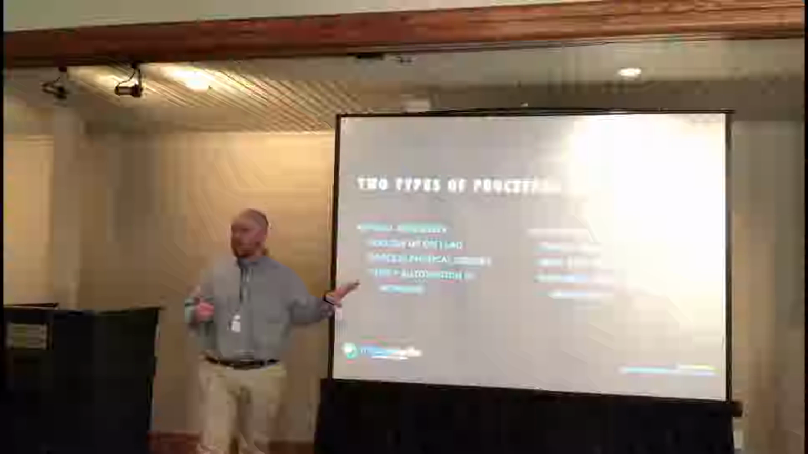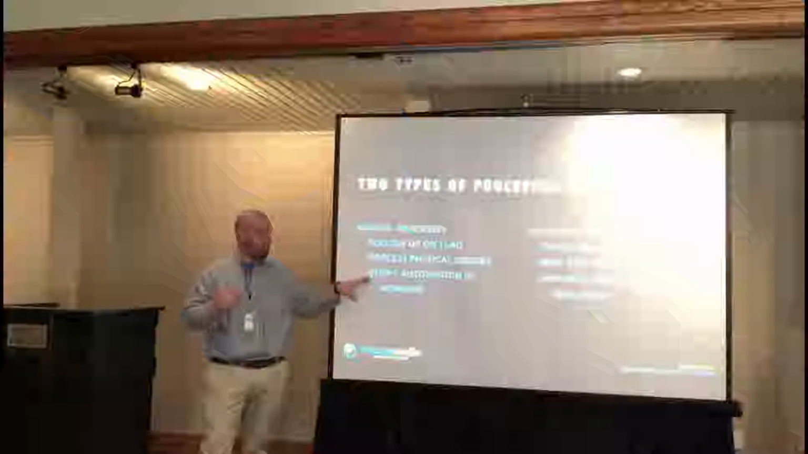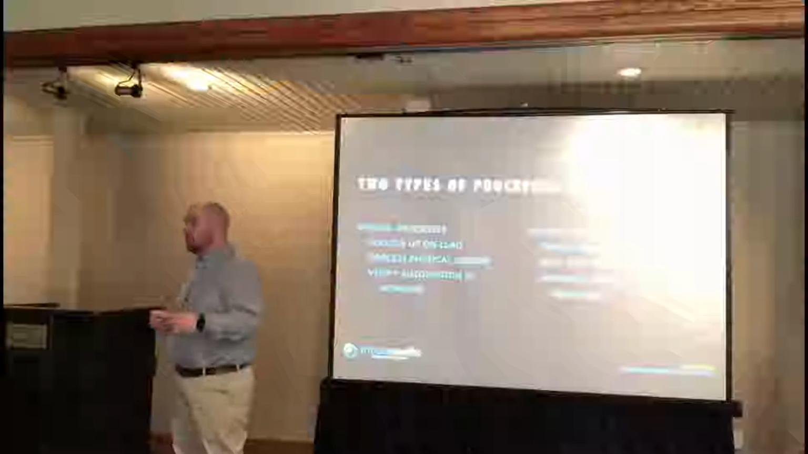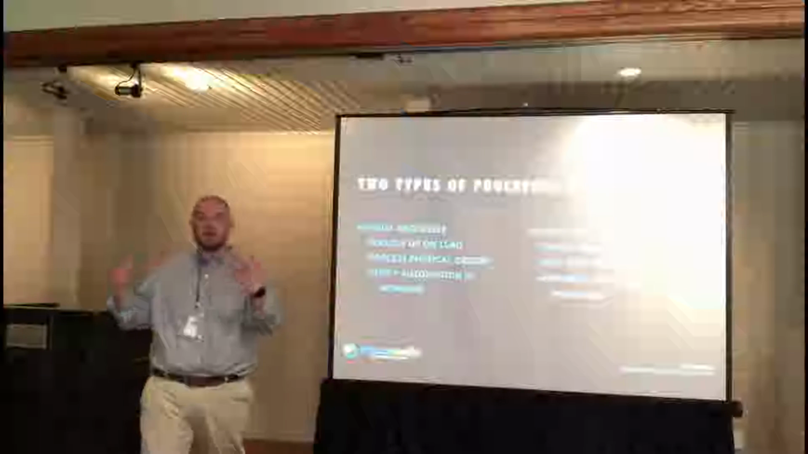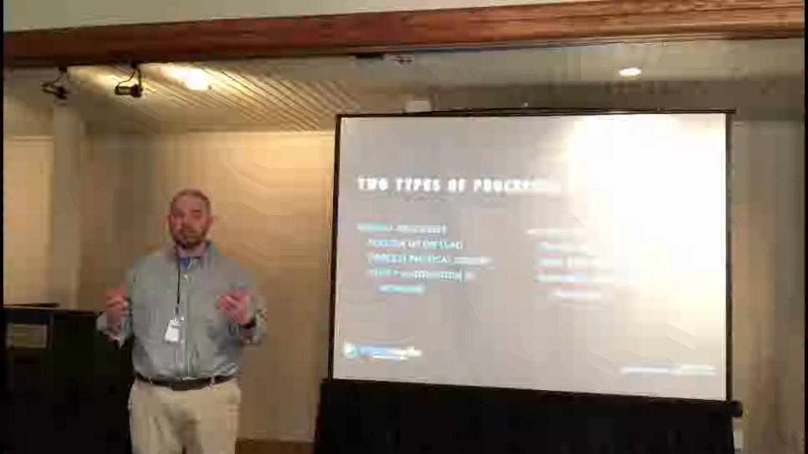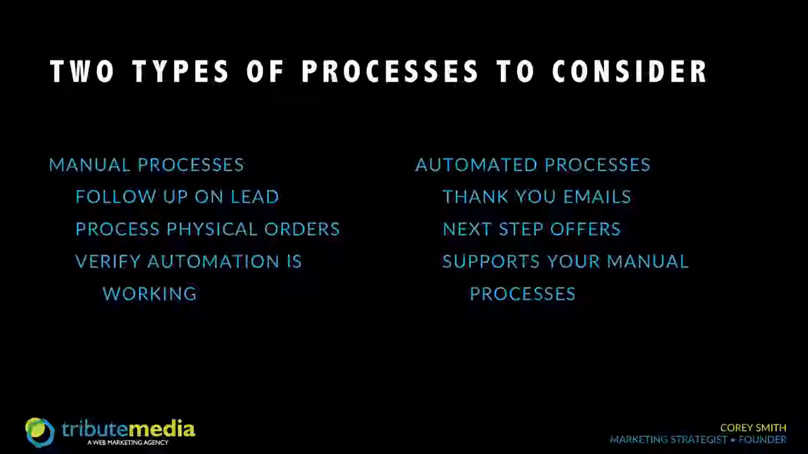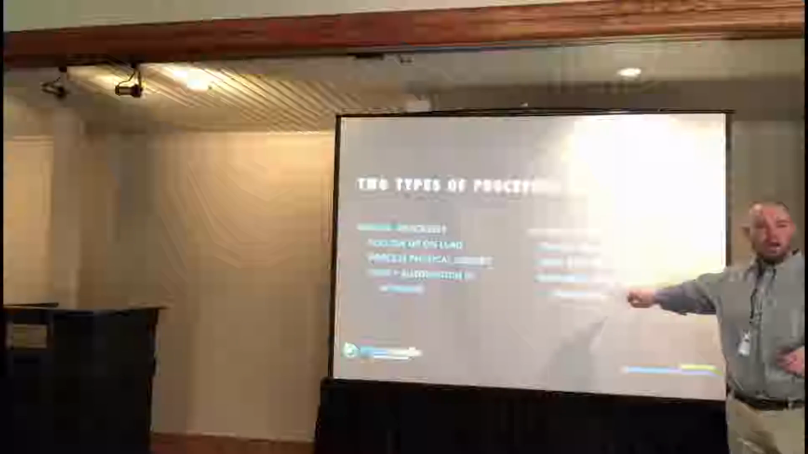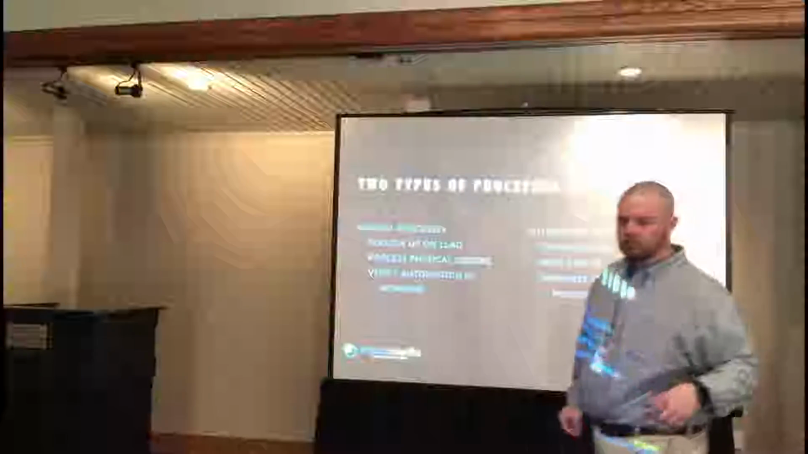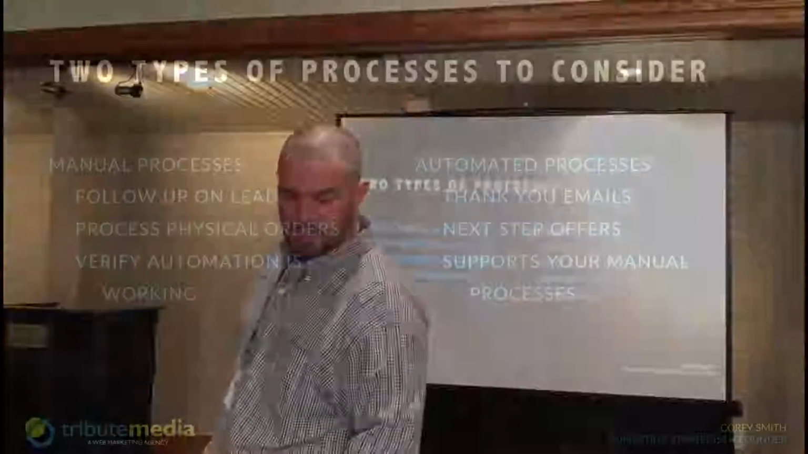So processing physical orders might be the case. We've got to verify that our automation is working. We want to make sure that the things that we put in place to automate are actually working. Now the other thing that we've got here on this other side are thank you emails, which is probably the most common. You fill out a form, you get a thank you email. We've got next step offers, the things that we want to do, and then also anything that supports our manual process.